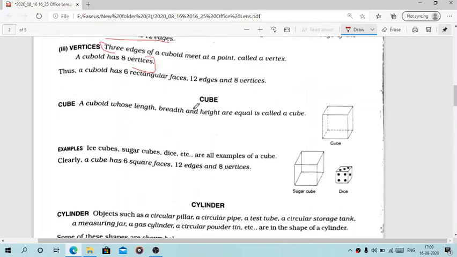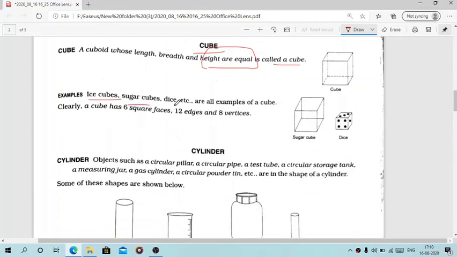Now, cube. A cuboid whose length, breadth and height are equal is called a cube. For example, ice cubes, sugar cubes, dice. They are examples of a cube.